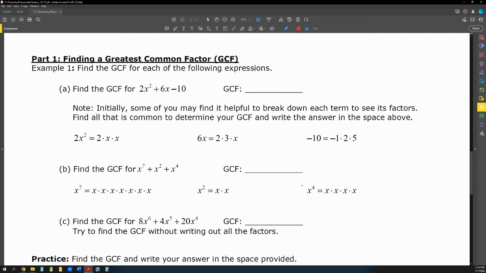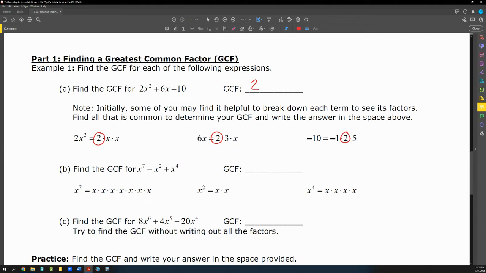We can do this by finding the prime factorization of each of the terms. So 2x, the prime factorization is 2 times x times x. 6x, the prime factorization is 2 times 3 times x. And finally, the prime factorization of negative 10 is negative 1 times 2 times 5. Now we can find all of the common factors that all three of these terms have in common. So if you take a look at each of these prime factorizations, what do each of these have in common? These each have a factor of 2 in common. And that's the only thing they have in common. So that's our greatest common factor.